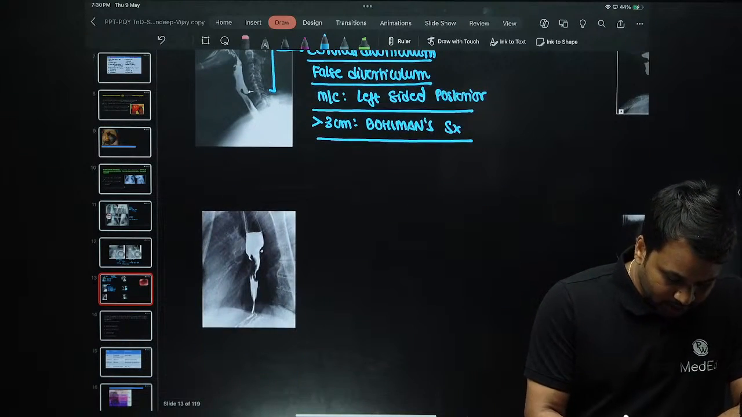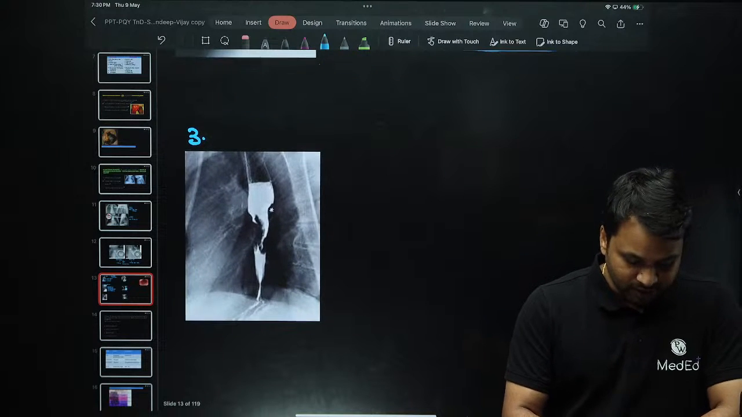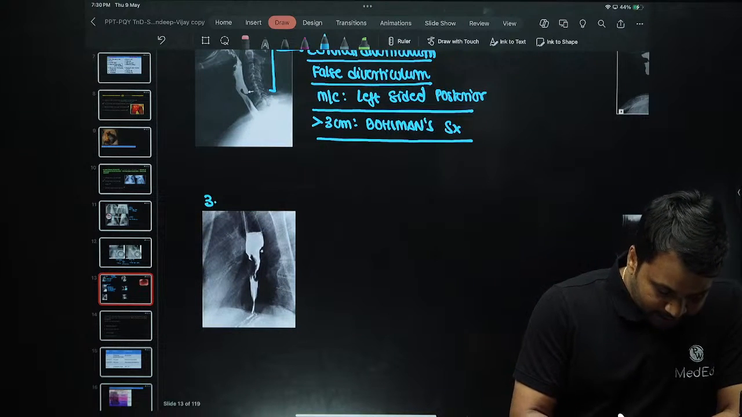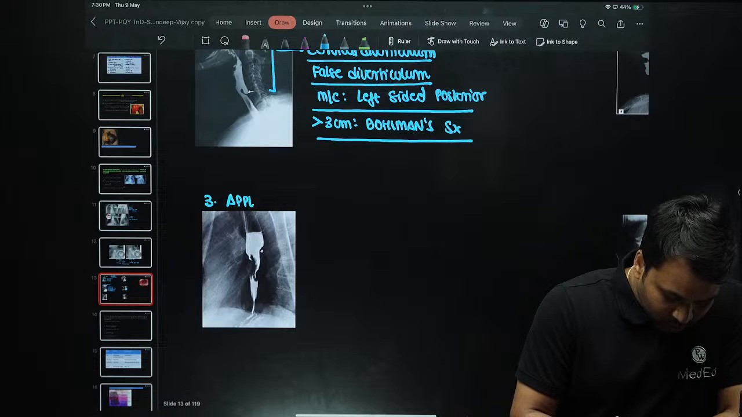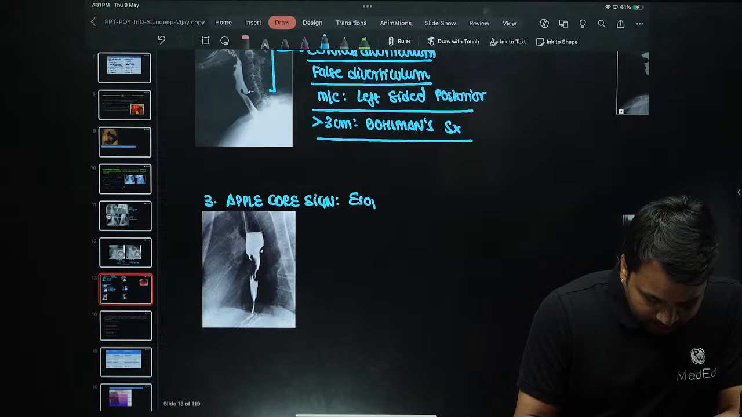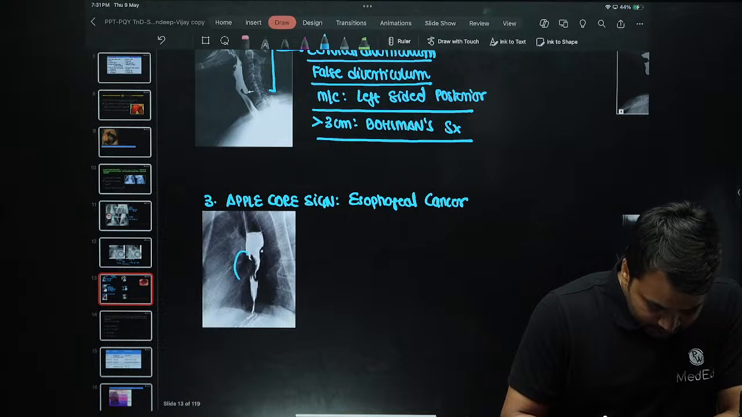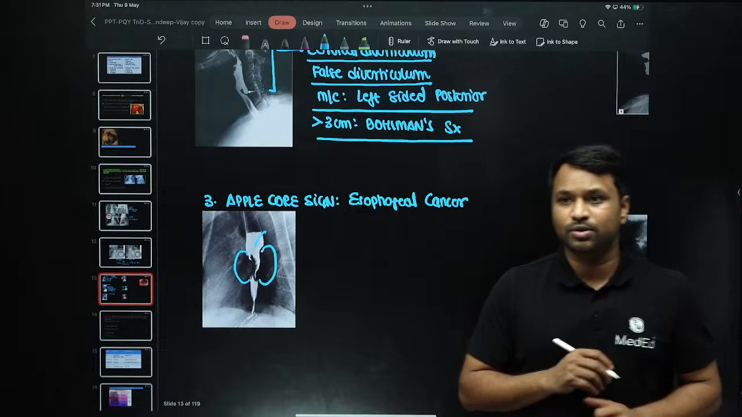Now, when you look at image number 3, again a very characteristic image of the esophagus. This is what we call the apple core sign, and this apple core sign is usually seen in esophageal cancer. Now, what is more important than the apple core sign? As you can see, it is as if somebody has eaten the apple and left the core behind. That's how the apple core sign looks.